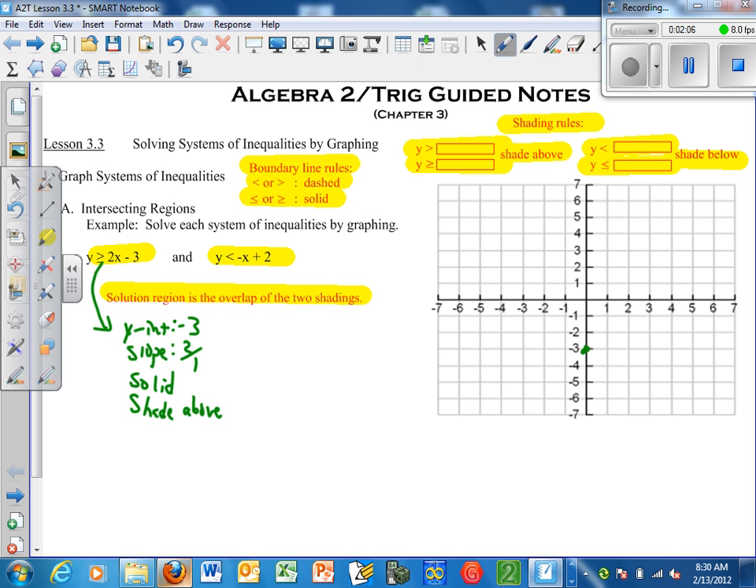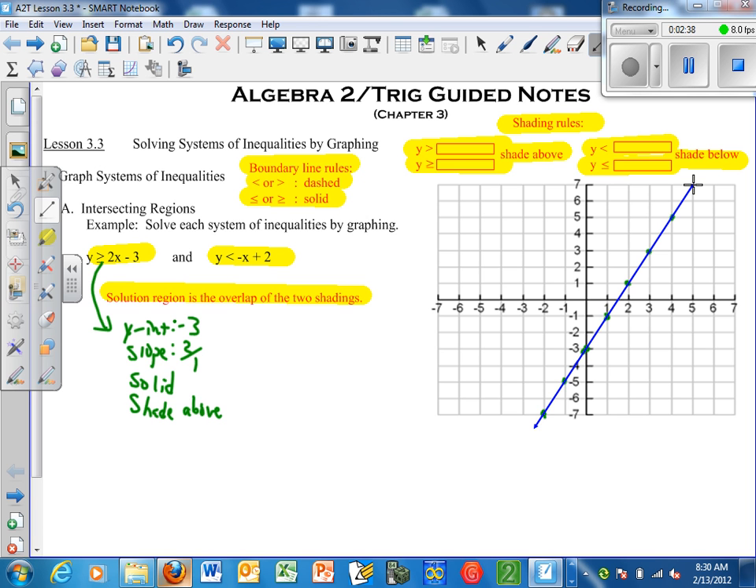We're going to rise 2, run 1 for our slope. So from my -3, I'm going to rise 2, run 1, which puts me there. I'm going to do this a few times. Rise 2, run 1. Rise 2, run 1. If I went the other way, I'd go down 2, left 1, down 2, left 1. It's a solid boundary line, so let me grab my line here. And we're going to use a solid. So there's my solid boundary line.